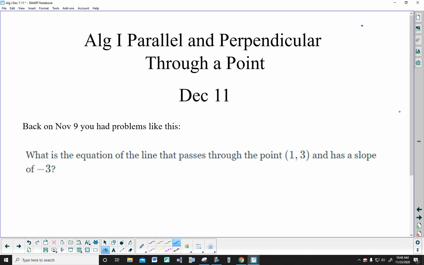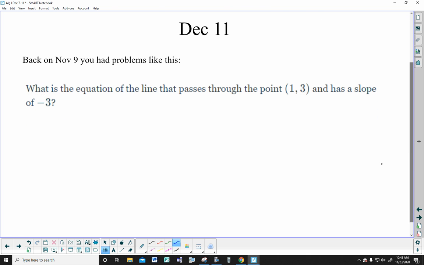First thing I need to do with you is go back and review a type of problem you guys did back in early November. It says, write the equation of a line, and again, when they say that, they're looking for your answer to look like this. They didn't state the format. You want it in slope-intercept form. That goes through this point, so that's an x and a y, and has a slope of -3.